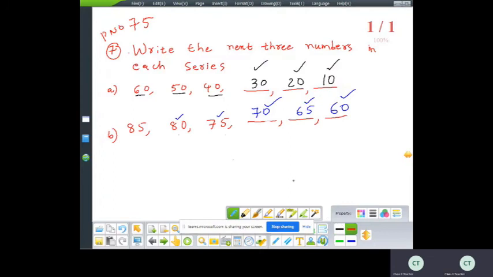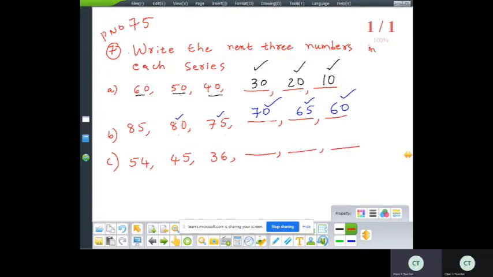Yes, question number C. 54, 45, 36, and fill the blanks. We want 3 answers in these blanks. We have to fill these blanks from the given numbers. The given numbers are 54, 45, and 36.